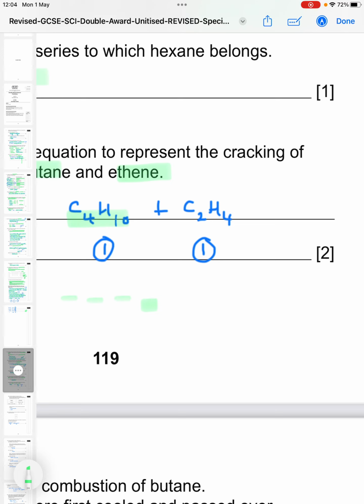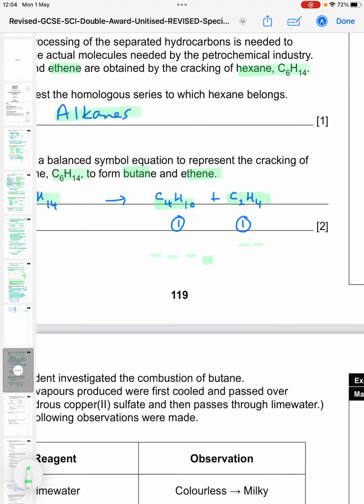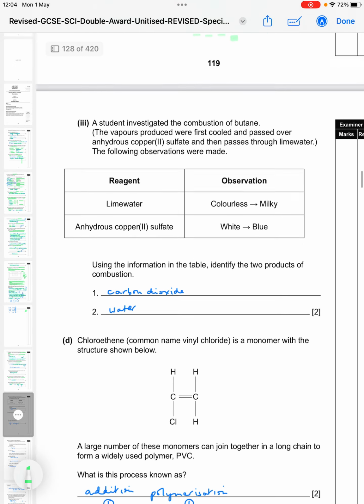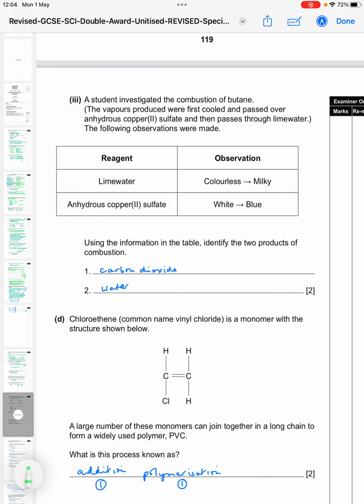Meth, eth, prop, but: butane is 4 carbons, and it's an alkane, so CnH2n+2, which gives C4H10. Then ethene: meth, eth, 2 carbons, so C2, and the alkene general formula is CnH2n, so C2H4. One mark for each of those. I would hope you would know the formulas for butane and ethene by the time you're going into the exam.